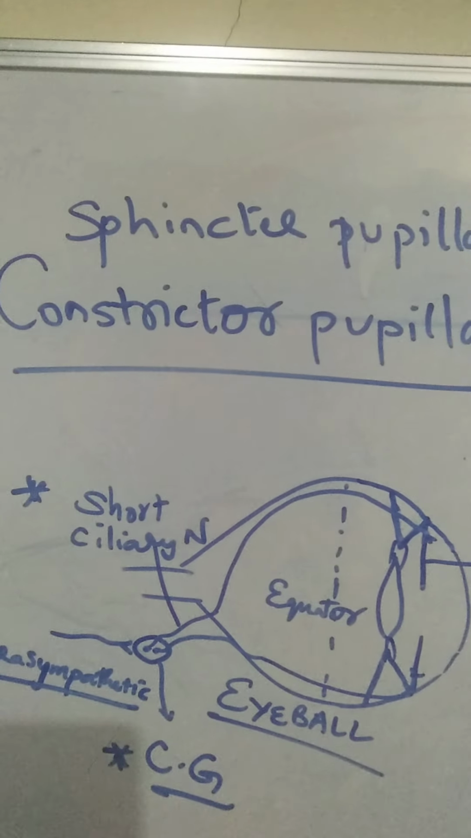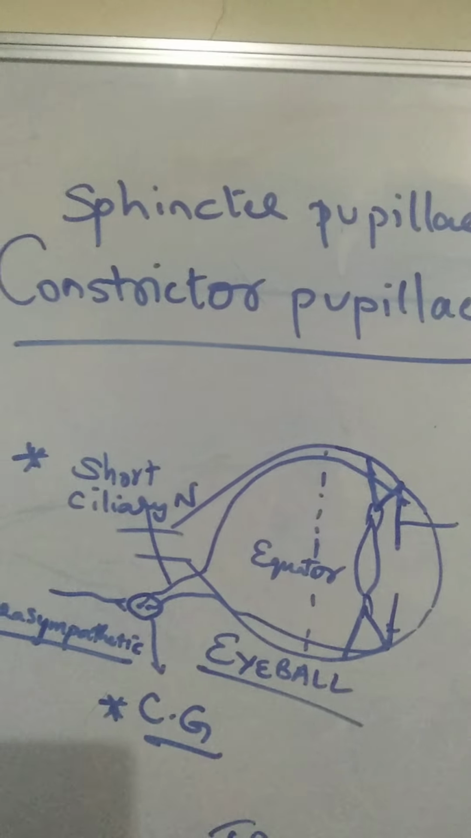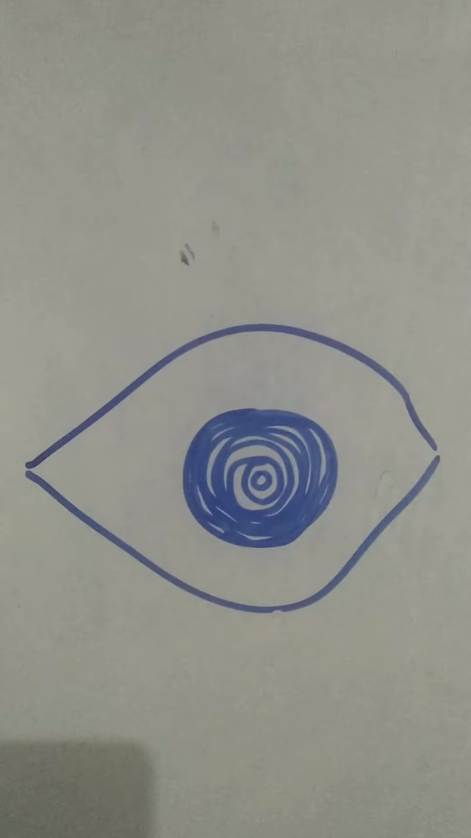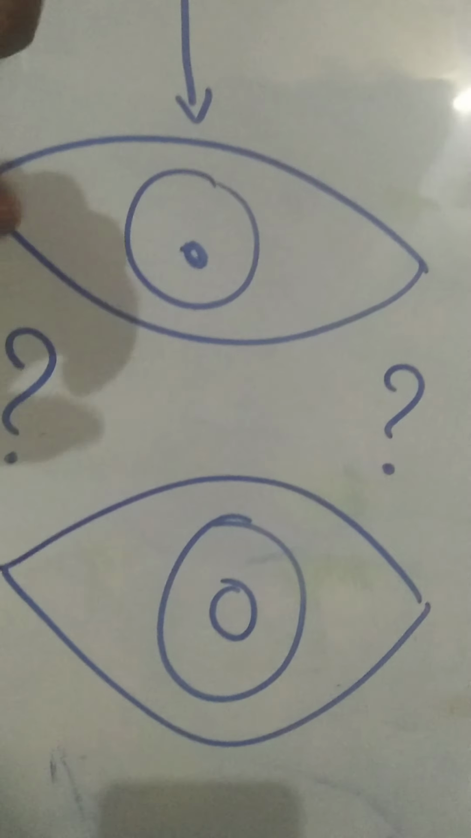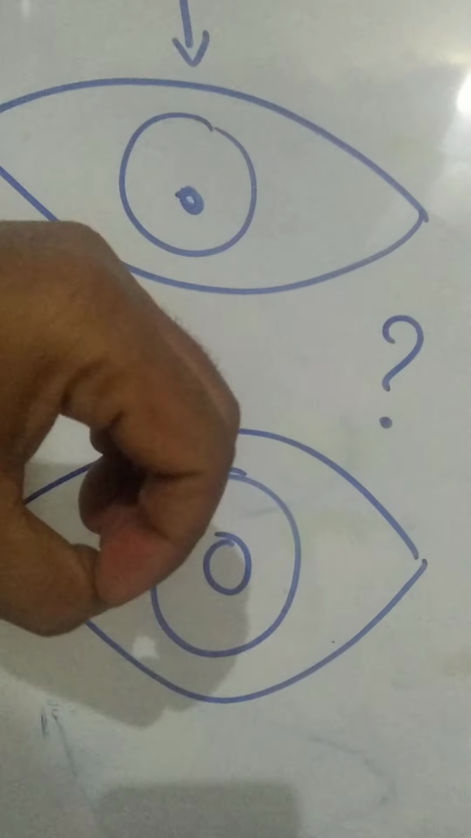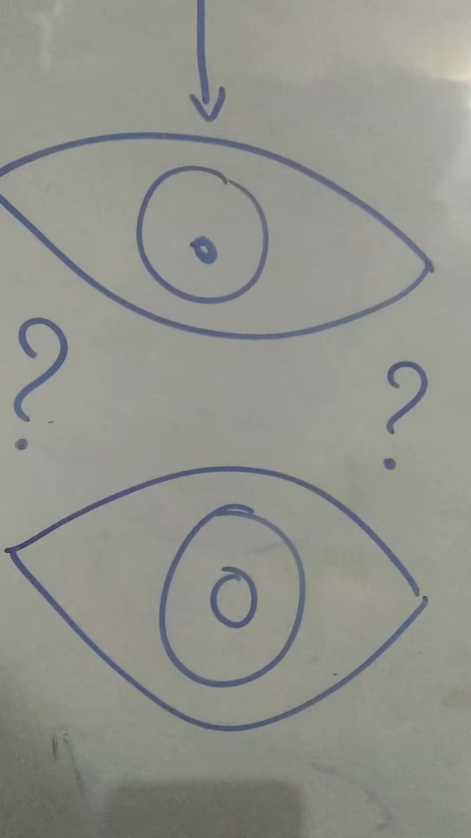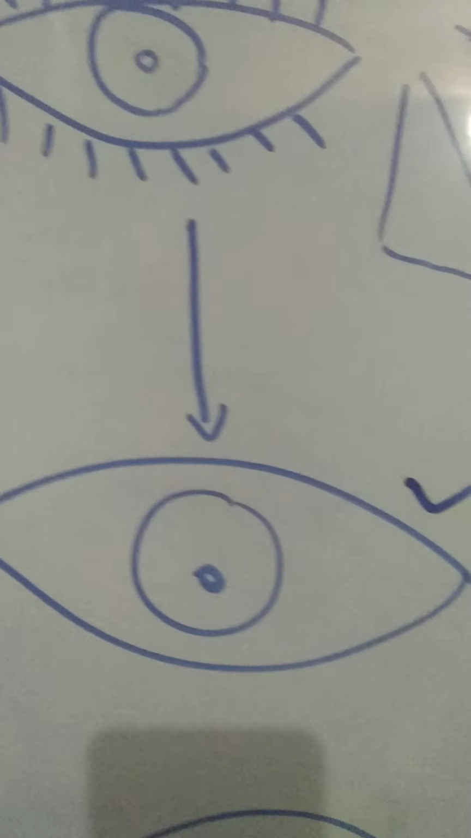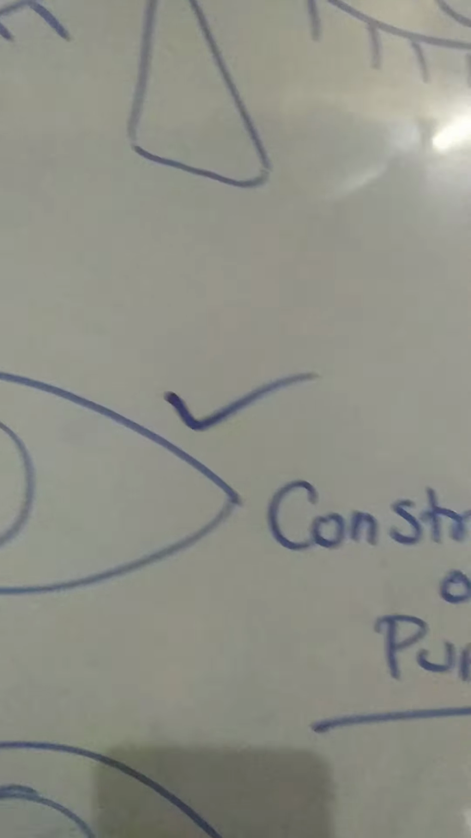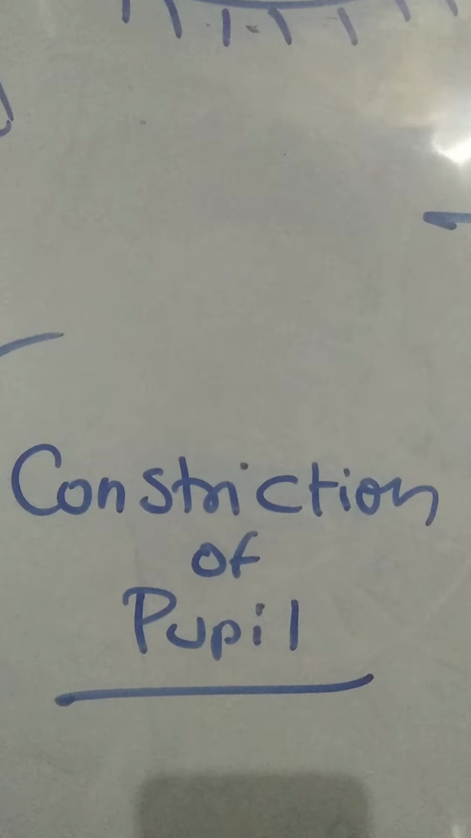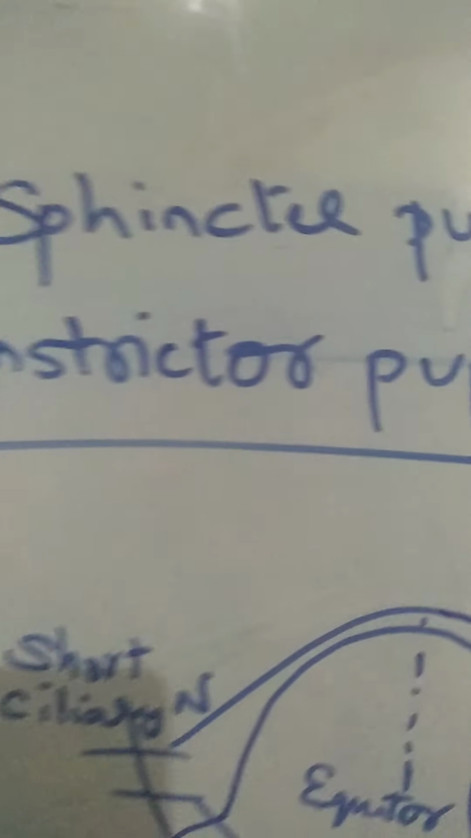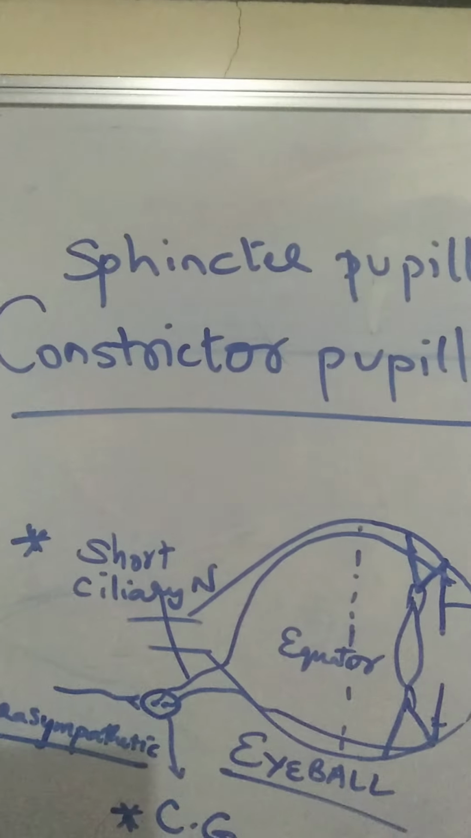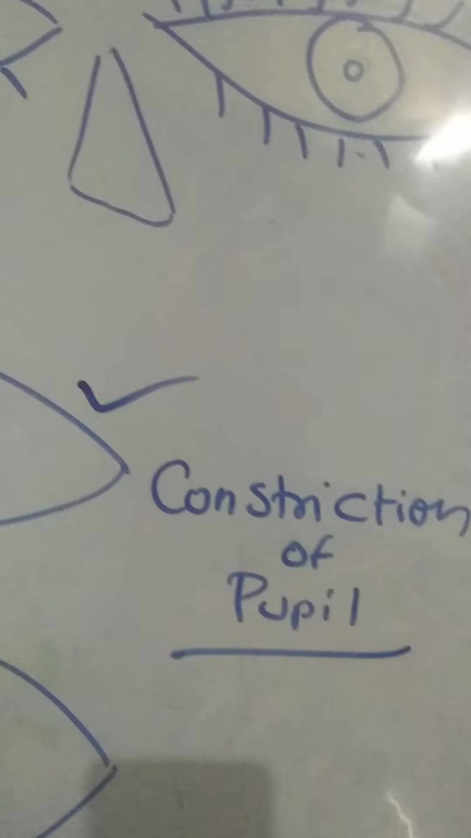What do you think can happen? See the name of the muscle, constrictor pupillae or sphincter pupillae. See the muscle fiber direction. So you can tell what can happen. Is it narrowing down the pupil aperture, or is it dilating the pupillary aperture? If you have said the first one, then you have given the correct answer. It causes constriction of the pupil. See the name, constrictor pupillae or sphincter pupillae. It will definitely cause constriction of the pupil.